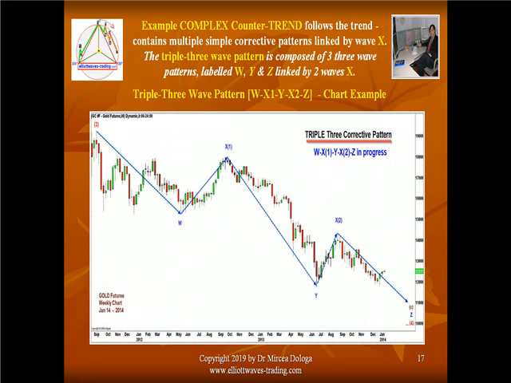This is an example of a triple 3-wave pattern, like you see right here. The first wave is W, then it's linking, it's X1, then the second wave is Y, it's linking, and then the third one, which is Z. Okay, and again, all this composes the wave 4 in parentheses, which is in progress.